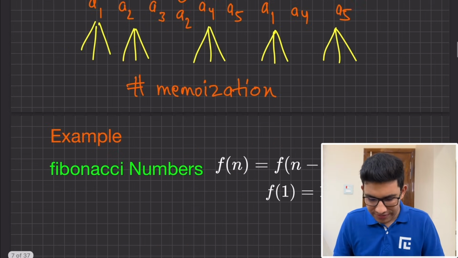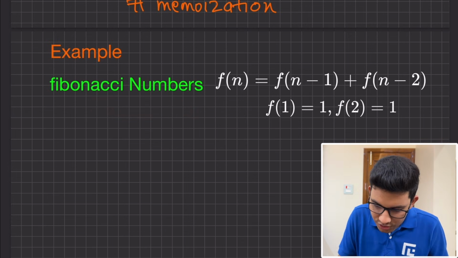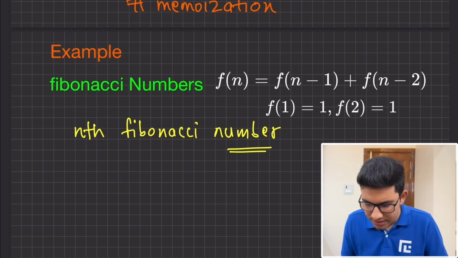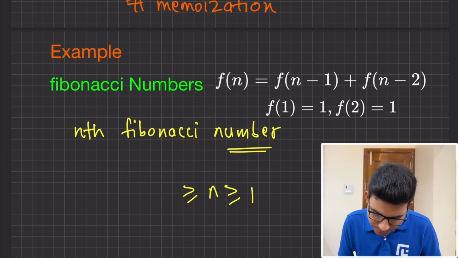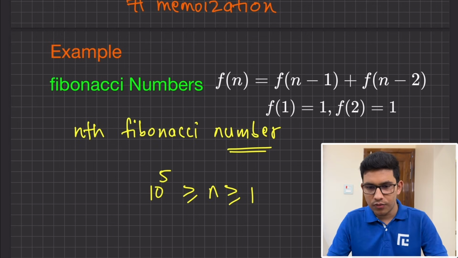Okay. So this is a very famous problem, Fibonacci numbers. So in this problem, you're asked to find out the nth Fibonacci number. Okay, you need to find out the nth Fibonacci number and n is obviously greater than or equal to 1 and let's suppose n is less than or equal to something like 10 to the power 5. Okay, this is the range for let's suppose n.